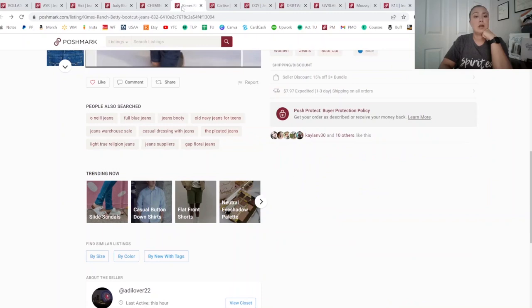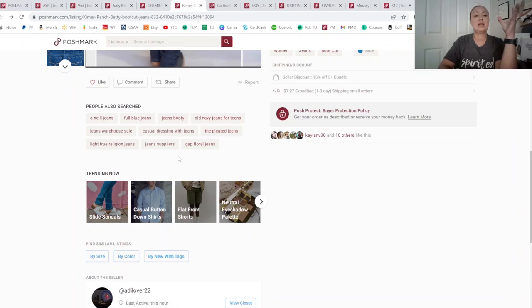Okay, let's see what else we got. O'Neill jeans, full blue jeans, jeans booty. Okay, what are we saying about the booty situation in the jeans? Maybe people want to know about that. Old Navy jeans for teens. That's interesting. The pleated jeans, casual dressing with jeans. Again, casual has come up. Jeans warehouse sale, light true religion jeans.